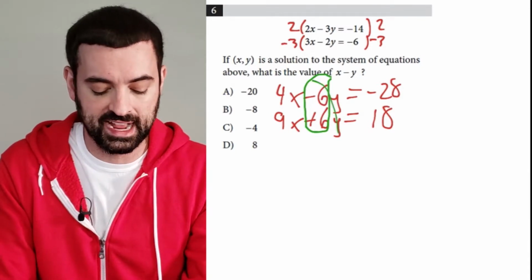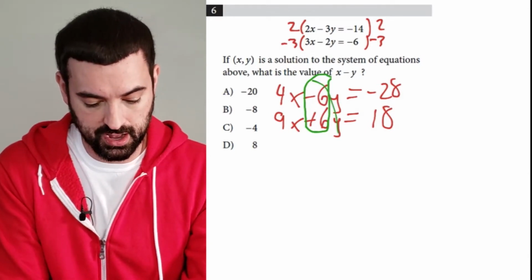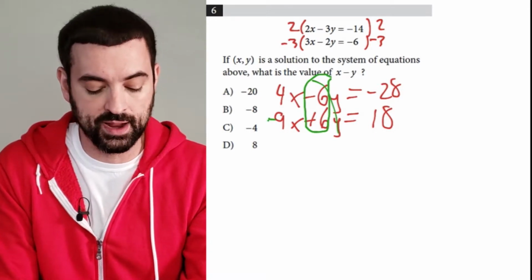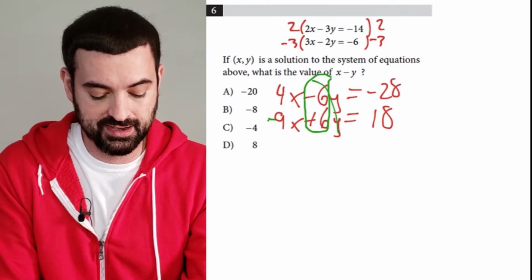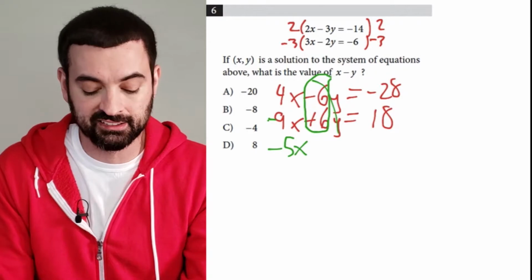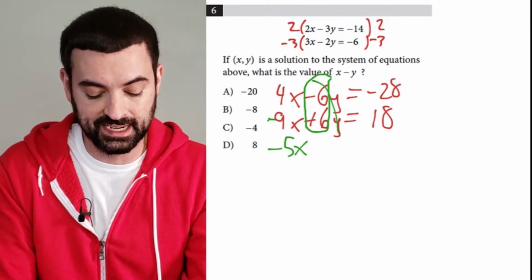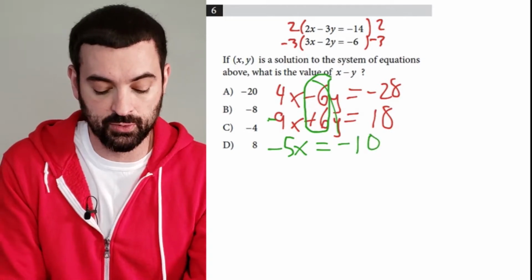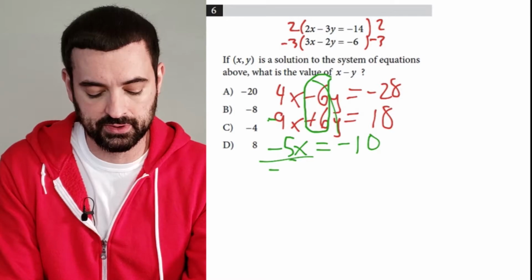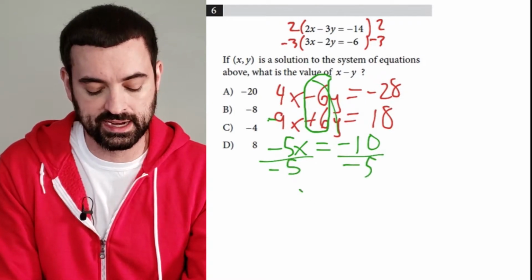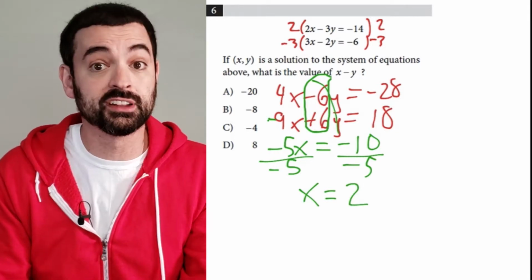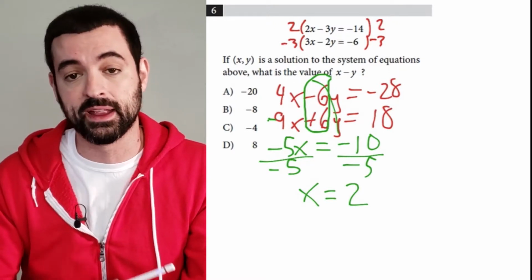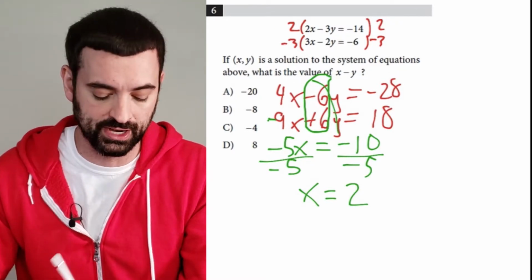So those terms cancel, and then 4x, that should be -9x, -3 times +3, -9x. 4x plus -9x is -5x. -28 plus 18 is -10. But when I divide both sides by -5, that's where I get x equals 2. And even as I'm discussing this, positives, negatives, it's very easy to let them slip away from you. Pay very close attention to your signs when you're doing systems of equations.